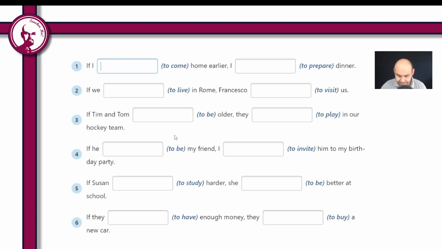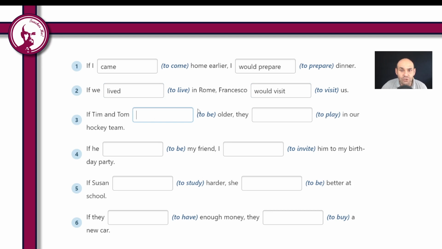If I, so we said that simple past in the if clause, come. What is the past form of the verb come? Came. Okay, if I came home earlier, I would prepare dinner. Modal plus base form of the verb. If we, simple past, if we lived in Rome, Francesco would visit us.